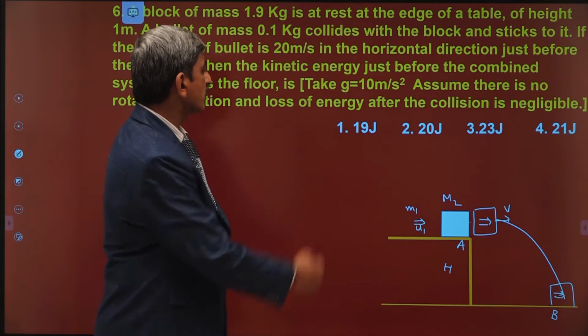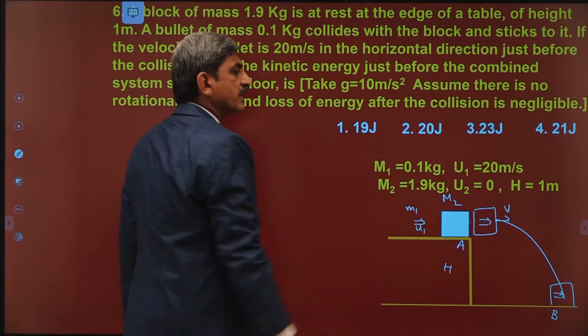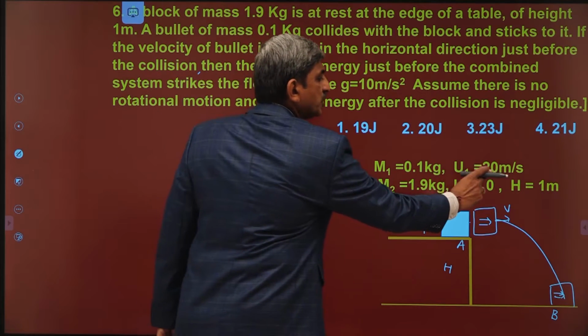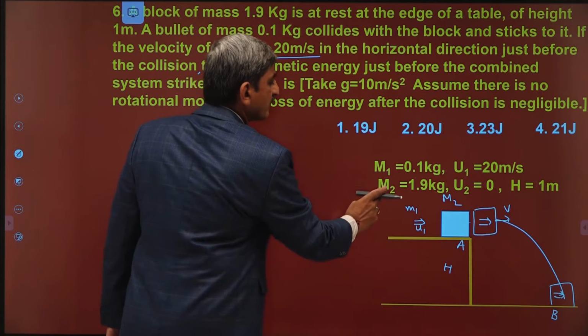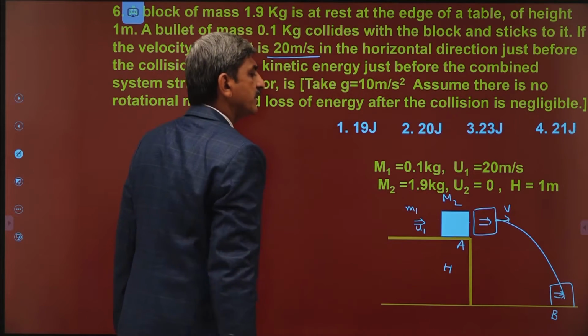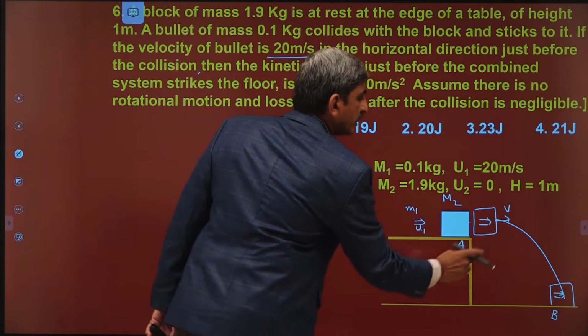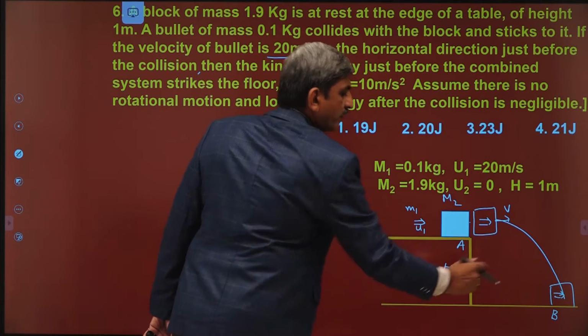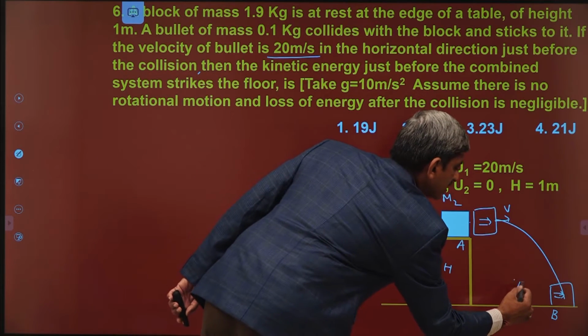First of all, let us note down the data. Here, the mass of the bullet m1 is equal to 0.1 kg. Its initial velocity u1 is equal to 20 meters per second. And the mass of the wooden block m2 is equal to 1.9 kg. Its initial velocity u2 is equal to 0. And the height of the table h is equal to 1 meter. We want to find out the total energy at this point. This is the question.